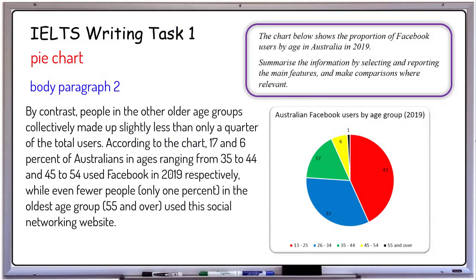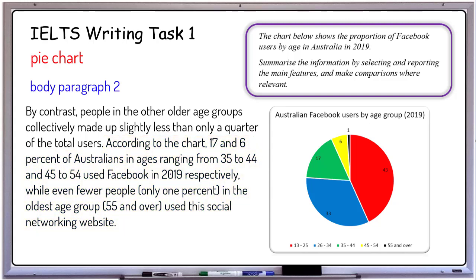Following the topic sentence, I gave specific details. I wrote, according to the chart, 17 and 6% of Australians in ages ranging from 35 to 44 and 45 to 54 used Facebook in 2019 respectively, while even fewer people, only 1% in the oldest age group, 55 and over, used this social networking website.